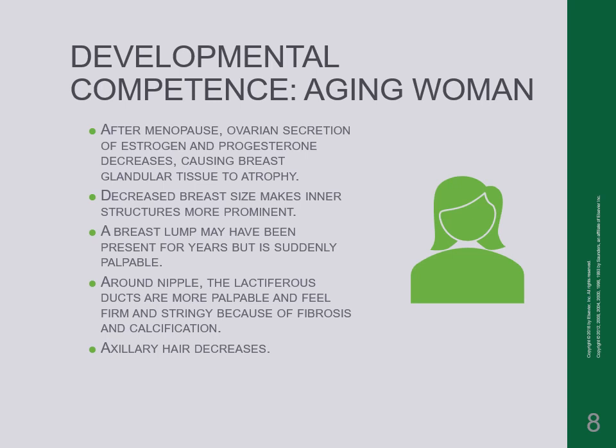And after menopause or after surgical menopause, so after a hysterectomy or even chemical menopause, so somebody who's taken Lupron to stop the secretion of estrogen and menstruation, the estrogen and progesterone levels are going to fall, and that causes atrophy of the glandular tissues of the breast. So the breast size starts to decrease, and the breast tissue then starts to look kind of saggy. Breast lumps at this point may become more palpable because the subcutaneous tissue is less dense, and around the nipple, the actual lactiferous ducts are more palpable and feel firm and stringy because of all of the fibrous connective tissue and calcifications that were left over, especially if they had children and breastfed. And then there's a decrease in axillary hair, so decreased armpit hair with aging.